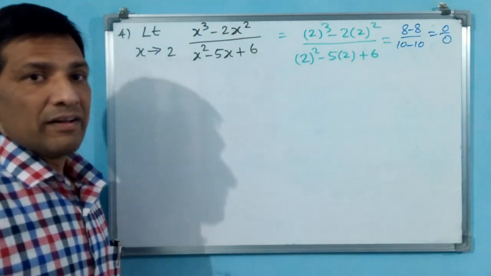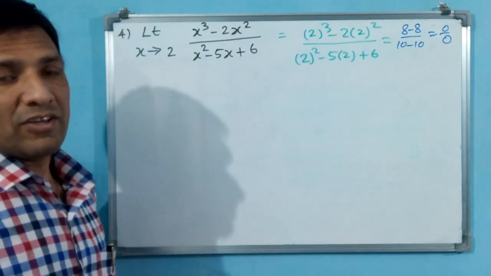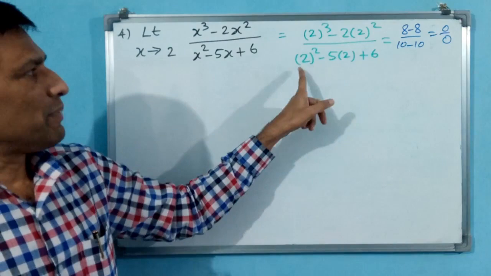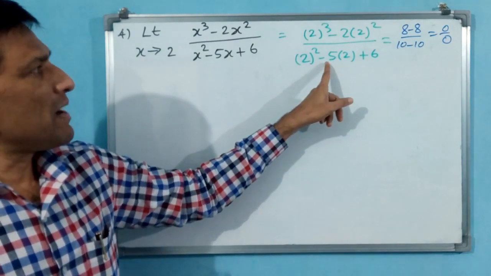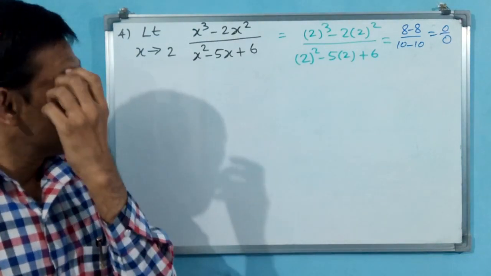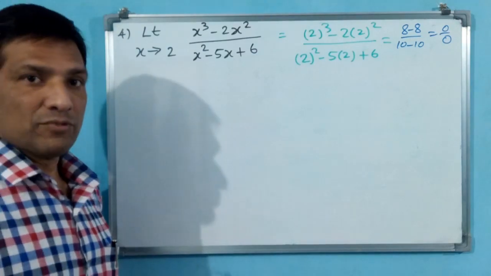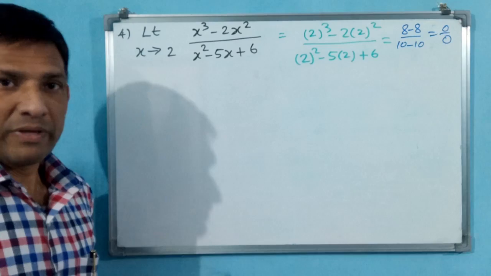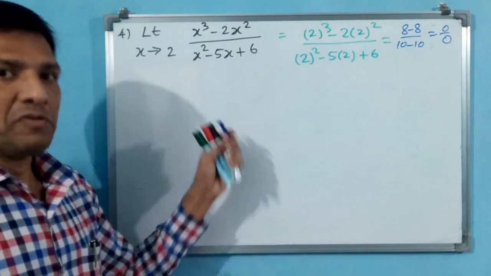Is it okay? Case 3. Case 3 has become (2 square - 4 + 6) over (4 + 6 + 10 - 10)... okay, 0 by 0 has become. 0 by 0 means this is case 3. Then we have to go for the factorization method. Factorization we will do and we will see.